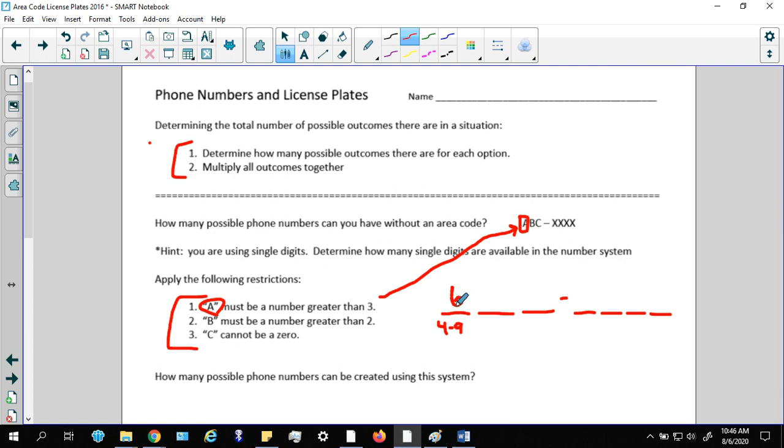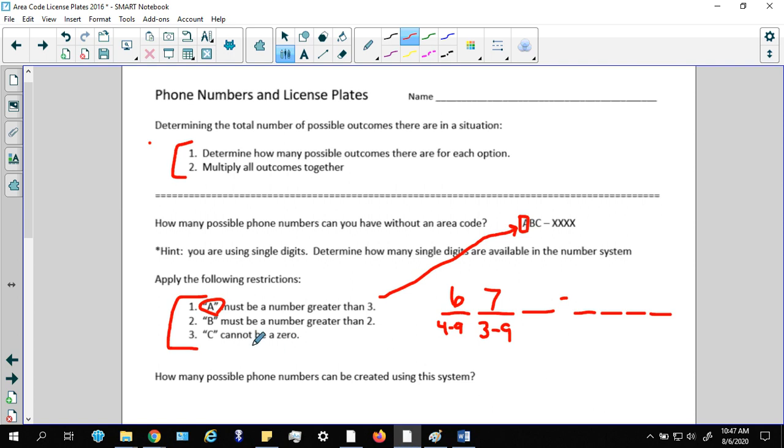So there's 6 possibilities that could go in this very first blank here. Now, B must be a number greater than 2. So if it must be greater than 2, then it could be a 3, 4, 5, 6, 7, 8, 9. So it's any number between 3 and 9, which is going to be 7 possibilities: 3, 4, 5, 6, 7, 8, 9.